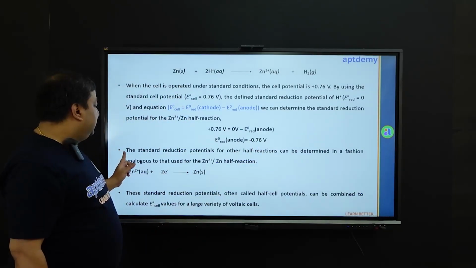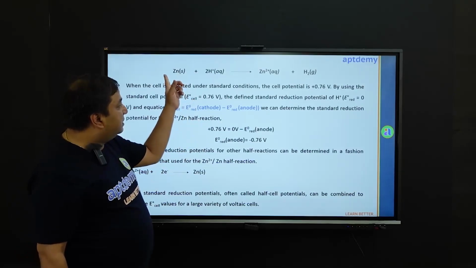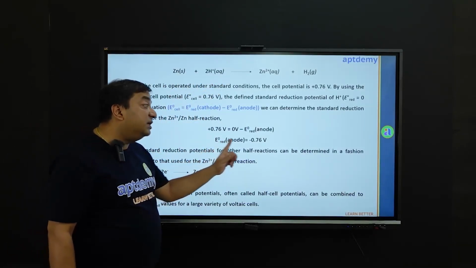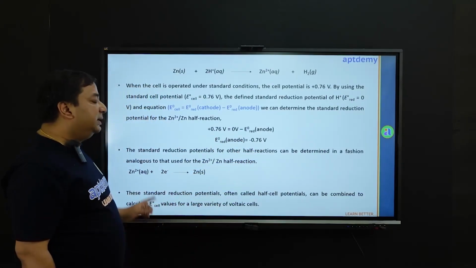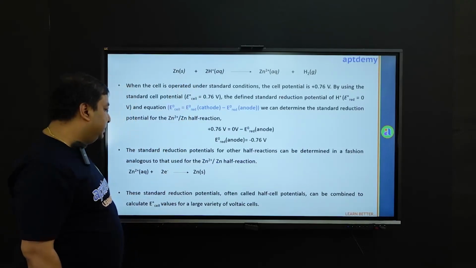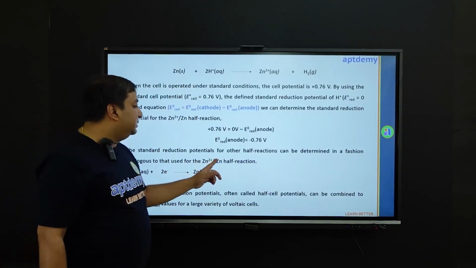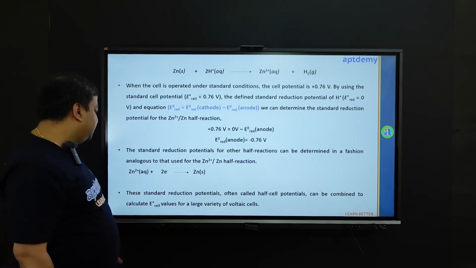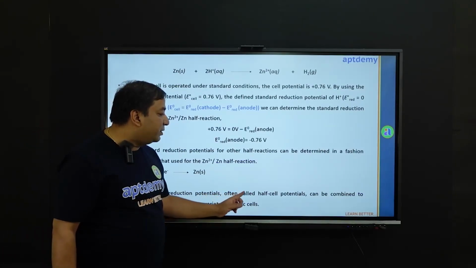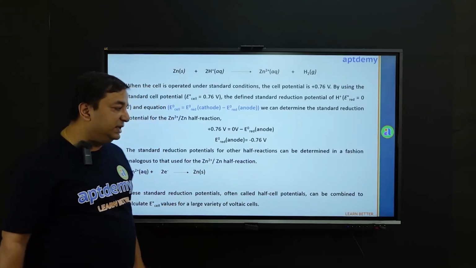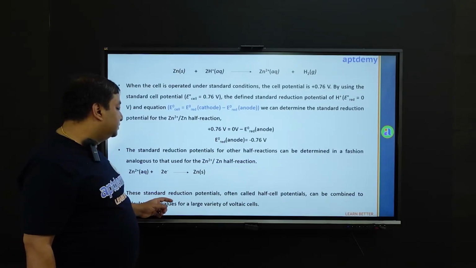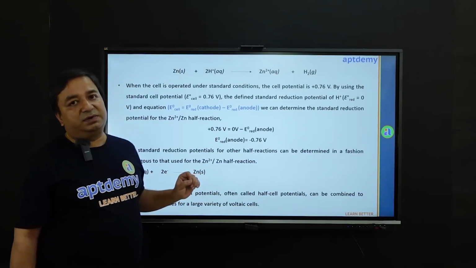Now, as we have measured the standard reduction potential for zinc, the standard reduction potentials of other half reactions can be determined in a fashion analogous to the way we did for the Zn2+ going to Zn half reaction. The standard reduction potentials, often called half cell potentials, can be combined to calculate E0 cell values for a large variety of voltaic cells.